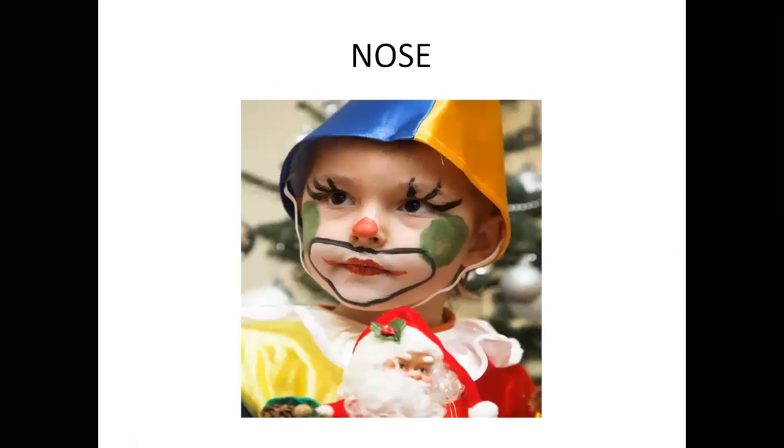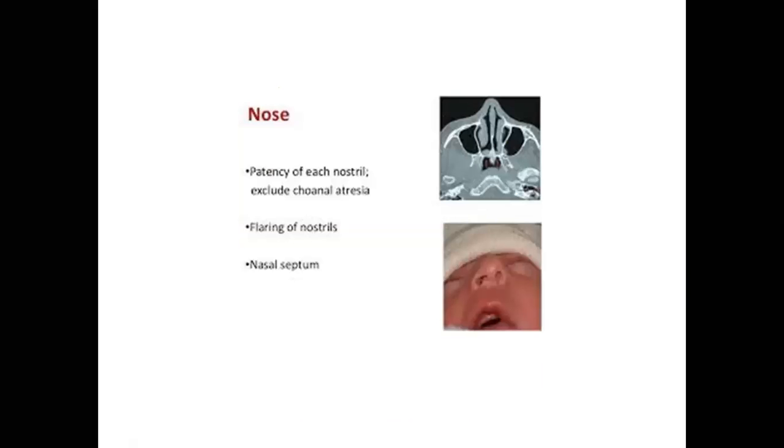Okay? Then coming to the beautiful nose. The most important problem of the nose is choanal atresia. For this problem, it is usually ruled out in resuscitation itself. Since this is a neonatal emergency, we will rule out this condition in resuscitation itself by passing a nasogastric tube in both nostrils.